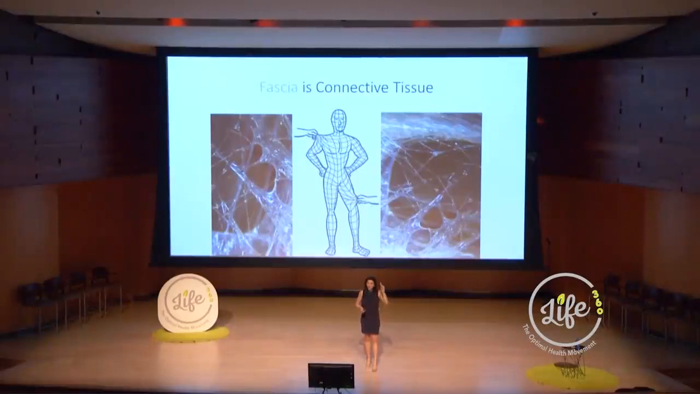The image in the center is very useful because I want you to think of your fascia as your birthday suit. It's the organ of form. Those two images on the side are actually fascia magnified 25 times. It looks like cobwebs. So it's literally the cobwebs that make you who you are.